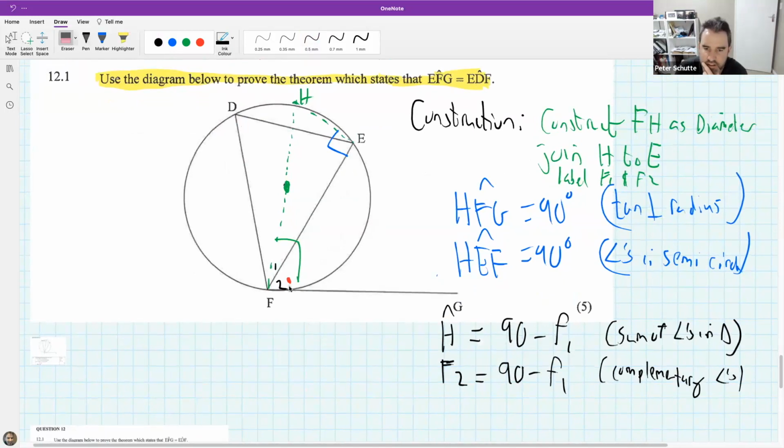Okay, but now if this one is equal to, let's have a look. So we've got F2, so now we know that F2 is going to be equal to H because they both equal 90 minus F1.